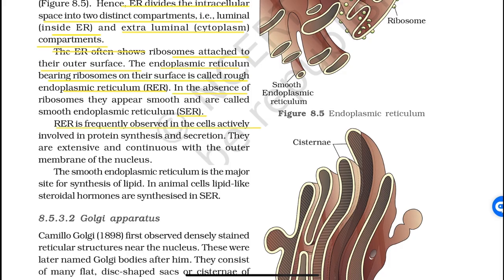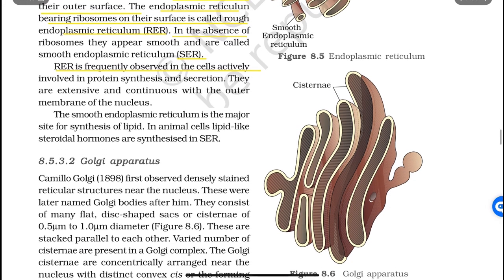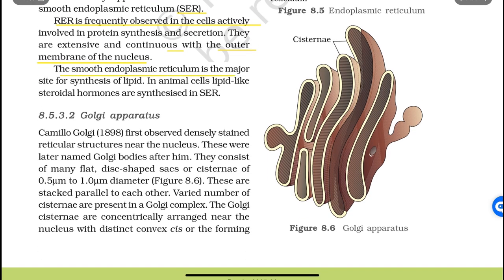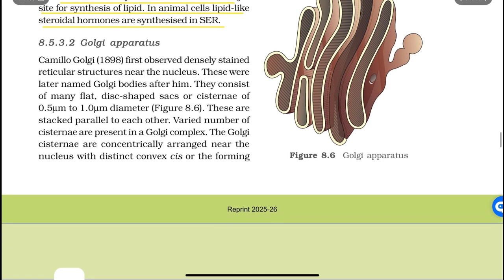RER is frequently observed in cells actively involved in protein synthesis and secretion. They are extensive and continuous with the outer membrane of the nucleus. The smooth endoplasmic reticulum is the major site for synthesis of lipids in animal cells. Lipids like steroidal hormones are synthesized in SER.